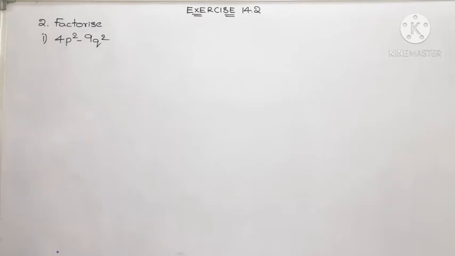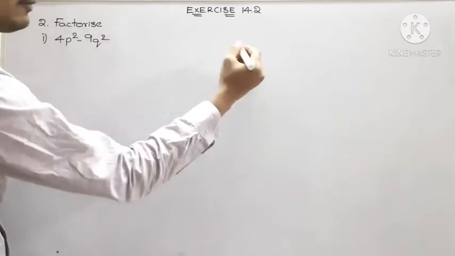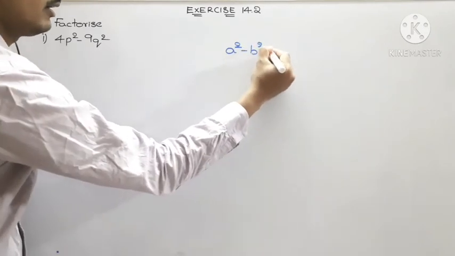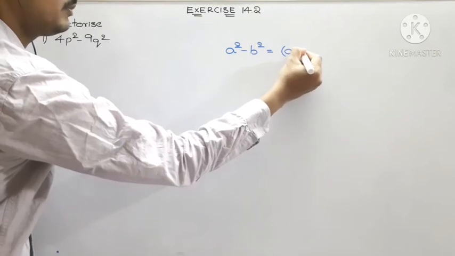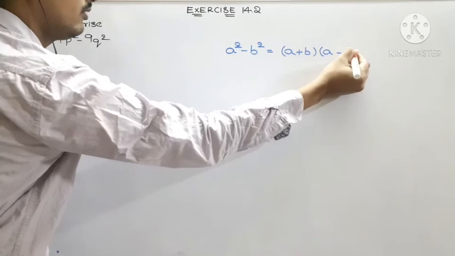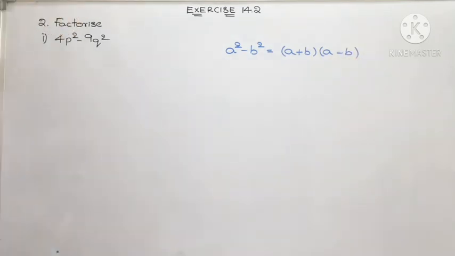So today we are going to deal with the second Roman of exercise 14.2, starting with the first one. As you know, in yesterday's class we discussed the identities (a + b) whole square and (a - b) whole square. So today the identity which we are going to use is a square minus b square is equal to a plus b multiplied by a minus b. This is the identity which we are going to use along with the identities which we have used yesterday.